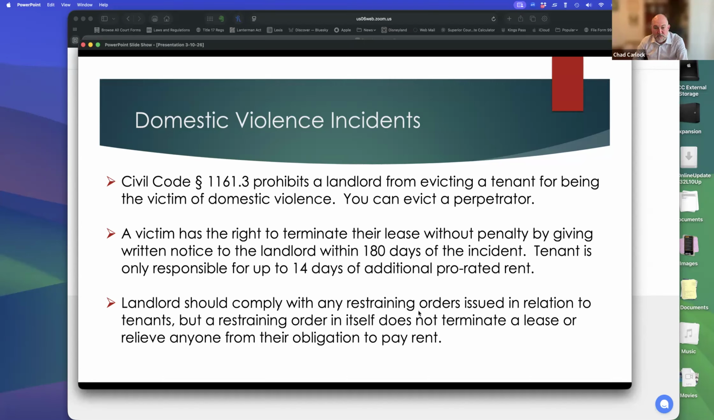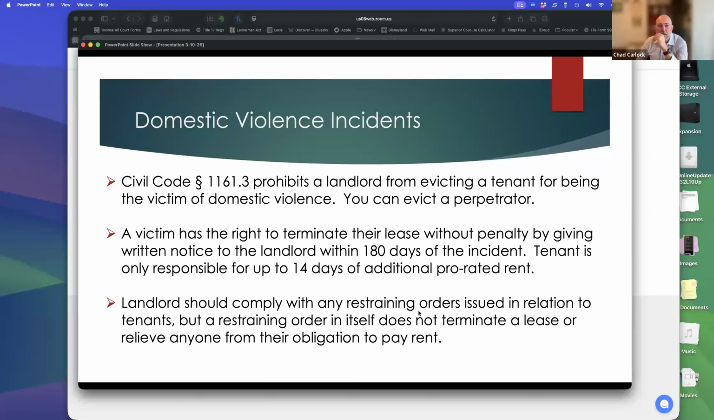They are responsible, once they do that, to pay up to 14 days of additional prorated rent. If they're not there for 14 days, they don't have to pay for the 14 days. But you can't charge them for any more than 14 days after they give notice. The other tenants may not terminate their lease. That again can leave you with potentially a roommate situation, where the victim has terminated their lease and left, but now the accused perpetrator is still there and owes you rent going forward. They are not relieved from their obligation to pay rent by the fact that the victim has terminated their lease and left.